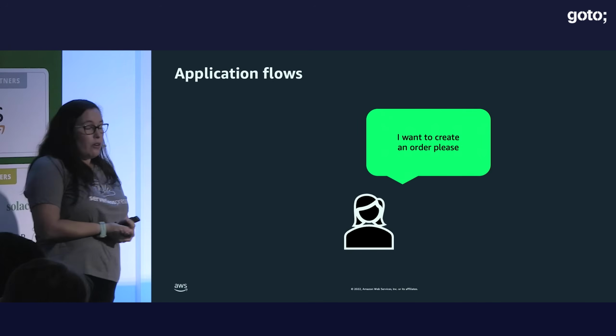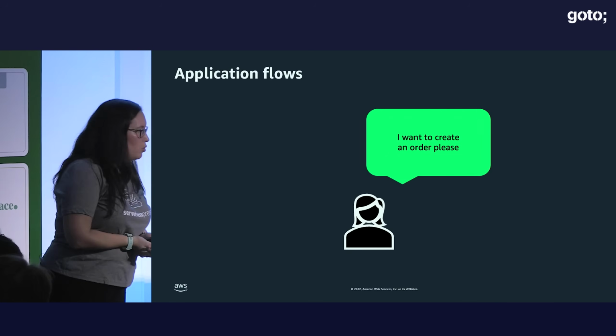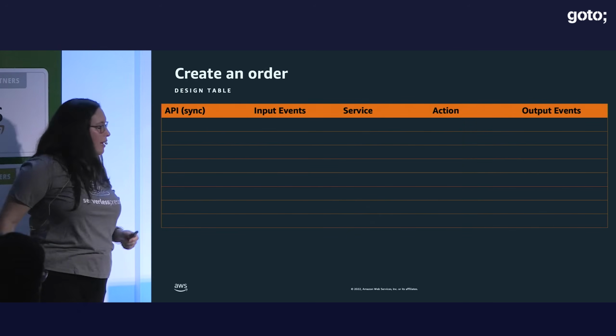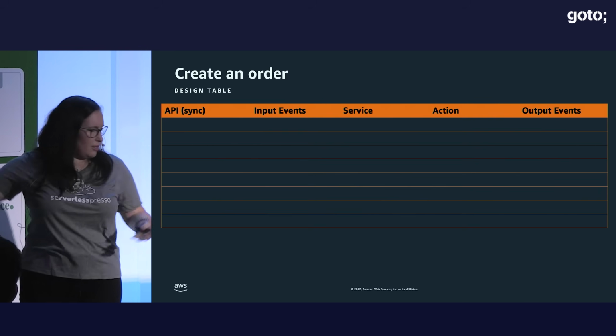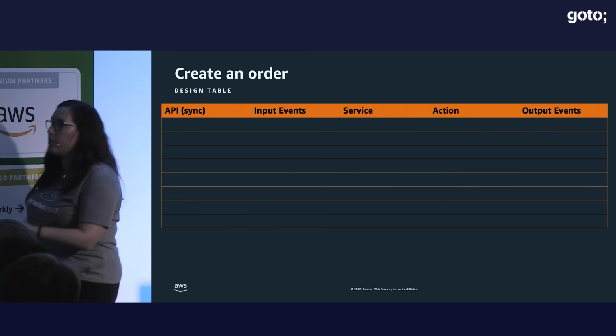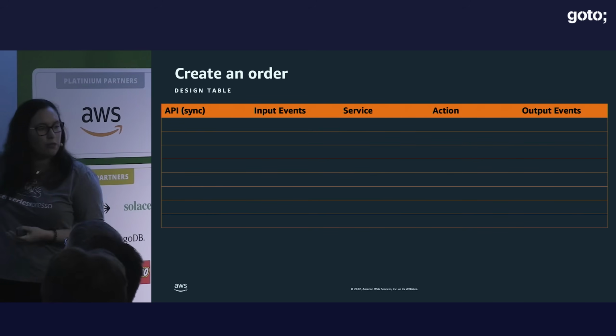I want to create an order. And I'm about to reveal my secret sauce. Are you ready? Are you awake? Good. A table. I know, I'm magic. It's amazing. It's a table. That's the only thing you need to know in order to design event-driven applications. Make a table. We all love tables.